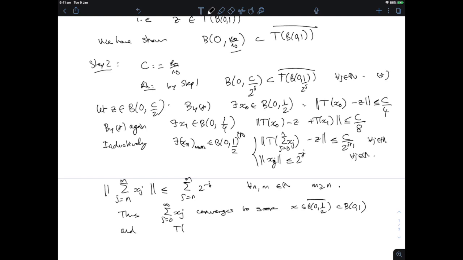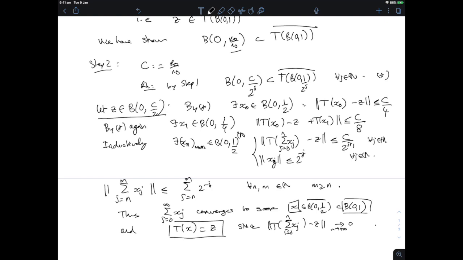What happens to T of x, the sum of the xj? Well, it converges to T of x, and T of x is equal to z, since T of the sum of xj minus z goes to 0. Alright, so what have we got? We started with an arbitrary z in the ball of radius c over 2 centered at the origin, and we found that that z is of the form T of x for some x in the open unit ball of radius 1, obviously. And that concludes the proof of the open mapping theorem.